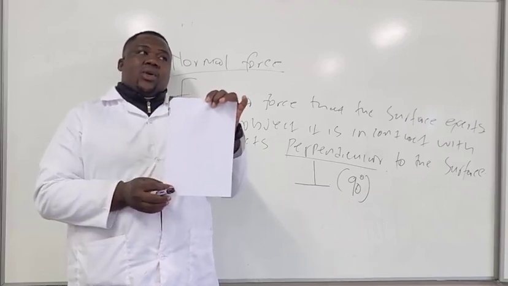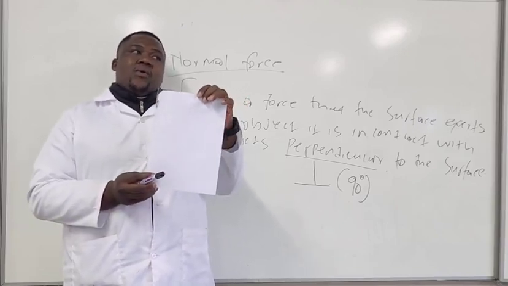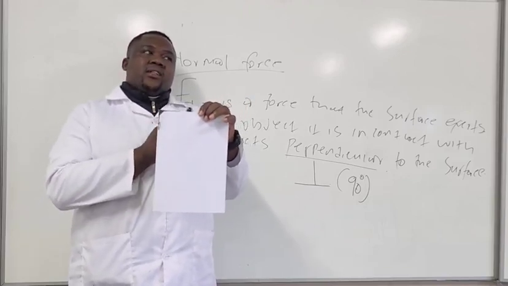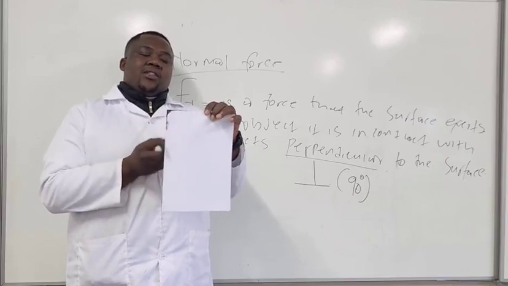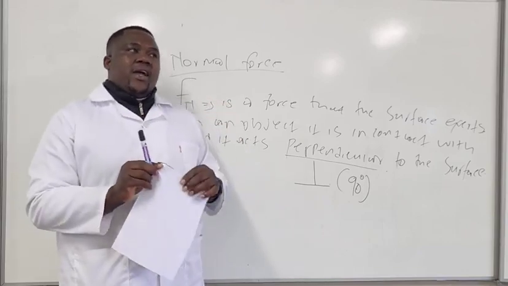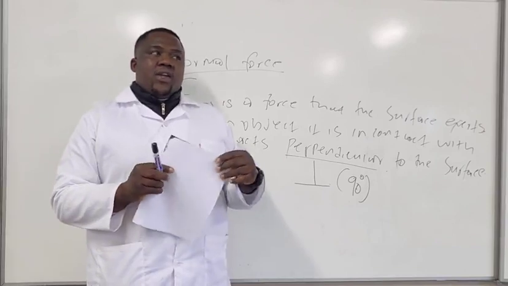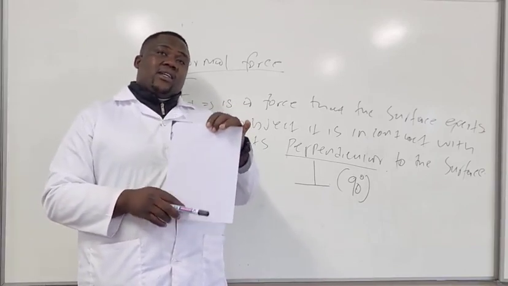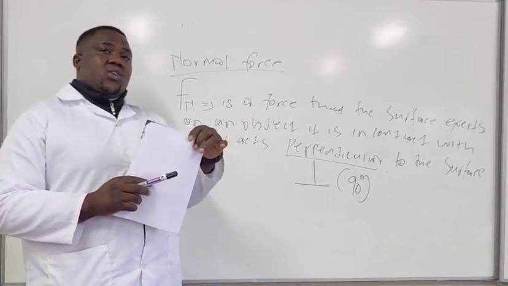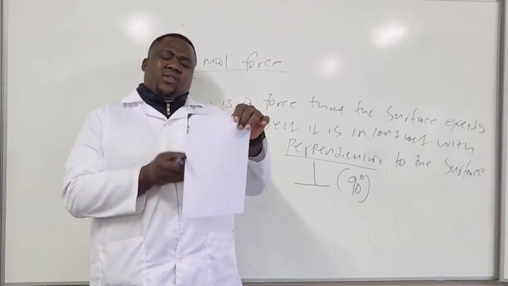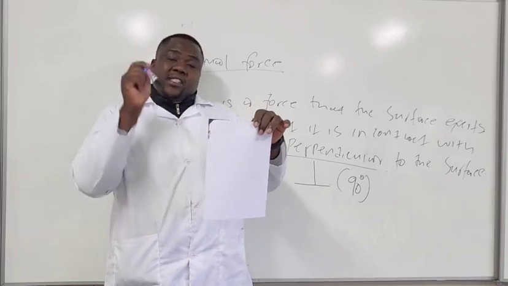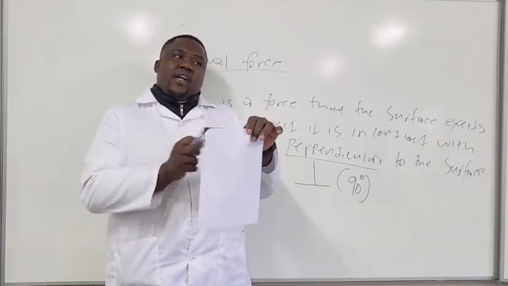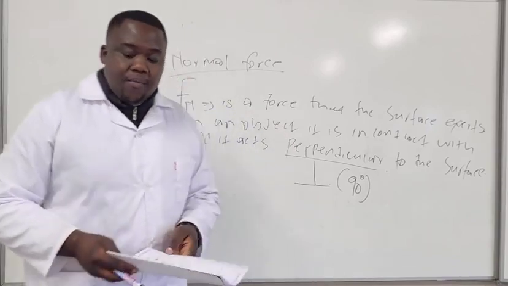So whenever we draw the normal force, we should have a 90 degrees. Whenever we draw a normal force, we should have what? A 90 degrees. So a normal force is a force which the surface exerts to an object it is in contact with, and it acts perpendicular to the surface, meaning that the surface and the normal force should always be forming 90 degrees because they are perpendicular.